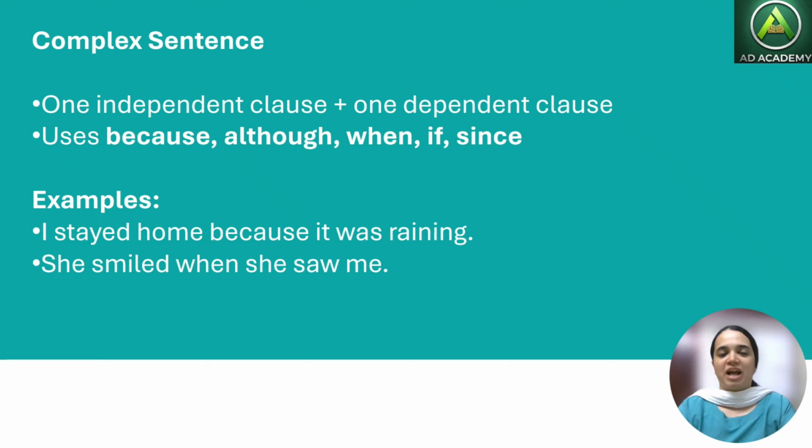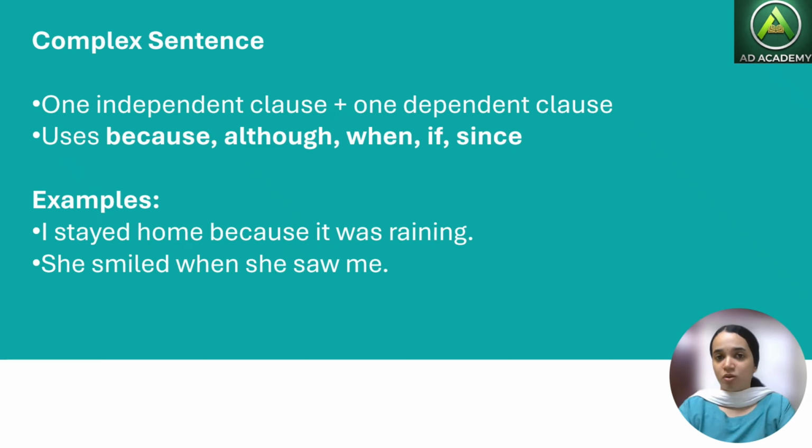Okay. Example, I stayed home because it was raining. So we won't be using any punctuation before or after because. So please just note that. Here, I stayed home is an independent clause. What about it was raining? Just this part, it was raining. That's a complete standalone sentence.